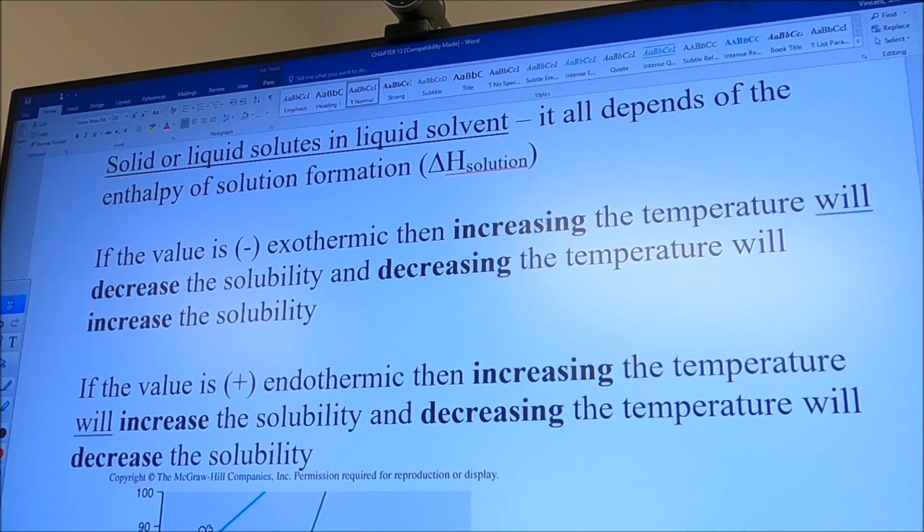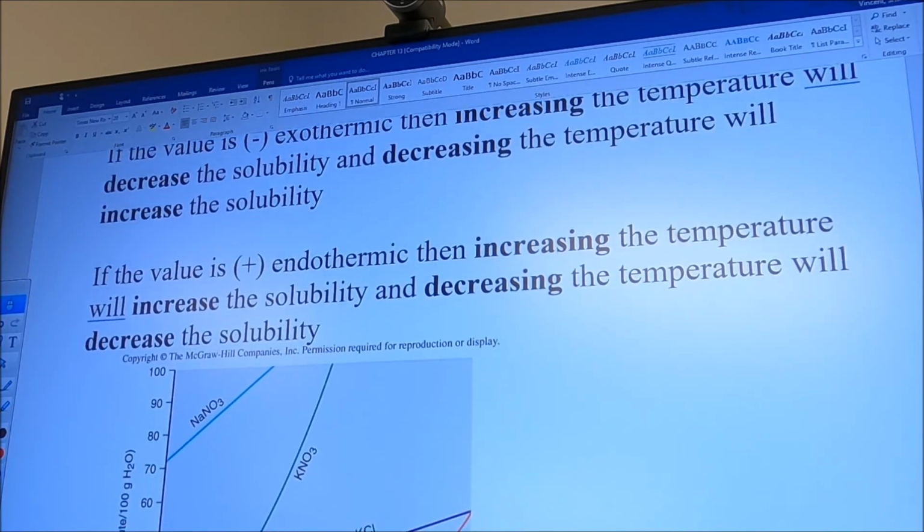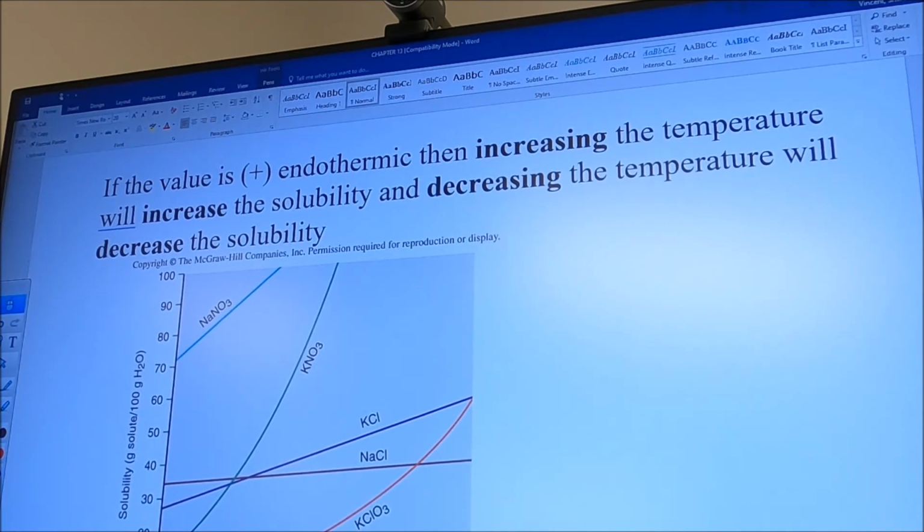It's counterintuitive. We always think, we'll increase the temperature, they're going to mix better. But there's certain situations that increasing the temperature actually decreases their ability to mix. So if the process of mixing is overall exothermic, increasing the temperature decreases solubility. When we talk about equilibrium, I'll bring this back up again and I'll be able to explain to you why. If the overall process of mixing is endothermic, requires an input of energy, increasing temperature increases solubility, and decreasing temperature decreases solubility.